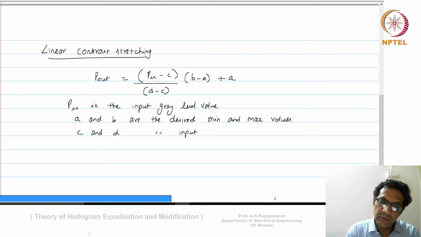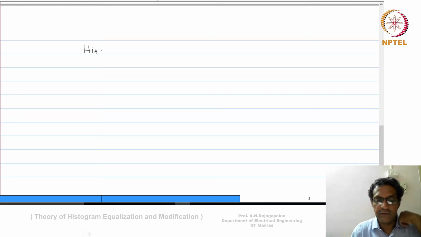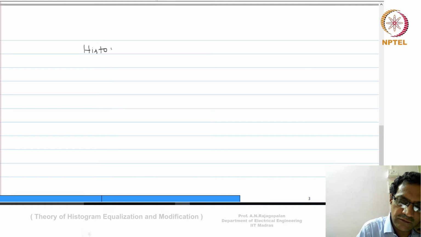If P in is equal to D, then D minus D and D minus C cancel off, and you get P out equal to B, which is the max value in the output image. So one could do something like this, which is a simple method. It will give you some result, but the most standard way in which you want to do contrast enhancement is what's called histogram equalization. The other one is, of course, histogram modification. So we'll start with histogram equalization.